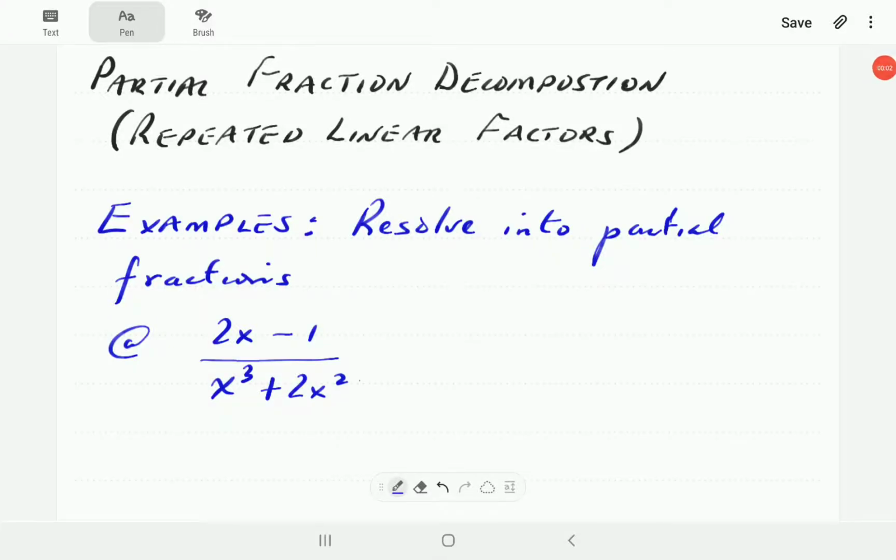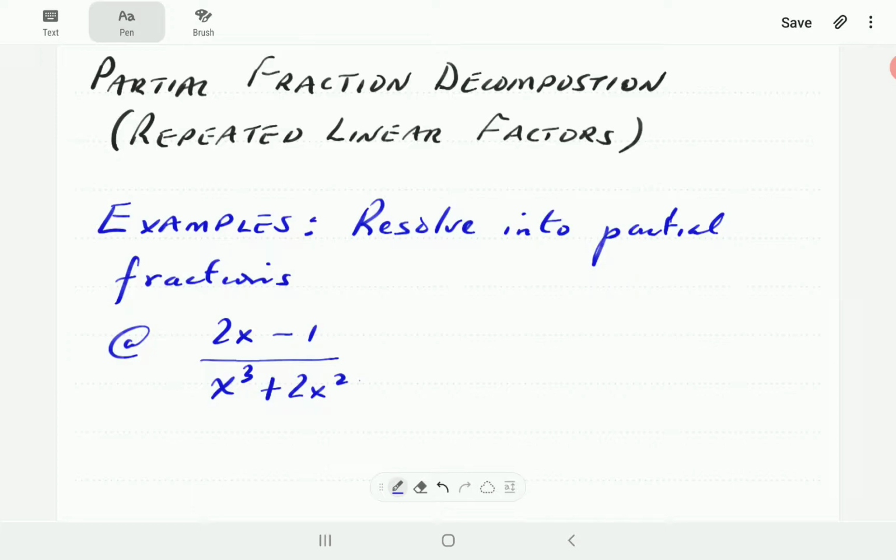Alright, in this video we're going to look at how to decompose into partial fractions when we have repeated linear factors. Let's look at an example. The principles of how to do this were established in a video entitled Partial Fraction Decomposition Part 1. You might want to check that video if you haven't already done so.